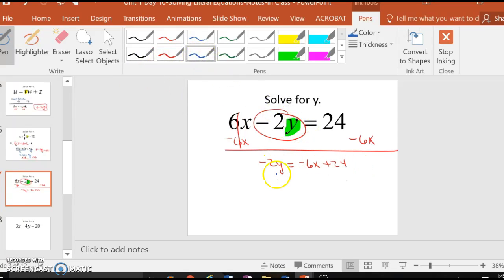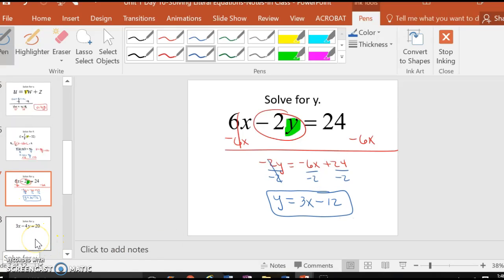Now, how do I get rid of this negative 2? I am going to divide everything by negative 2. That would give me y equals negative 6x divided by negative 2 is positive 3x. 24 divided by negative 2 is minus 12. Now we have y all by itself, and we're good to go.